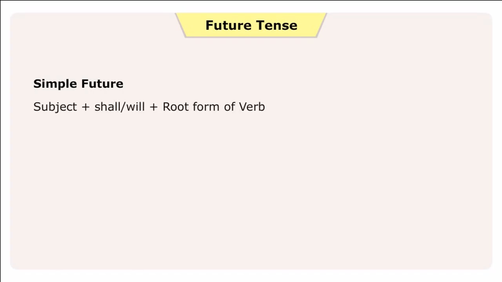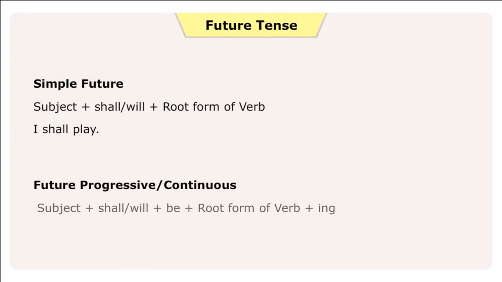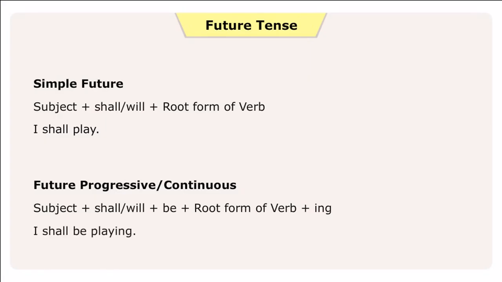Examples of future tense. Simple future. Subject plus shall or will plus root form of verb. I shall play. Future progressive or continuous. Subject plus shall or will plus be plus root form of verb plus ing. I shall be playing.